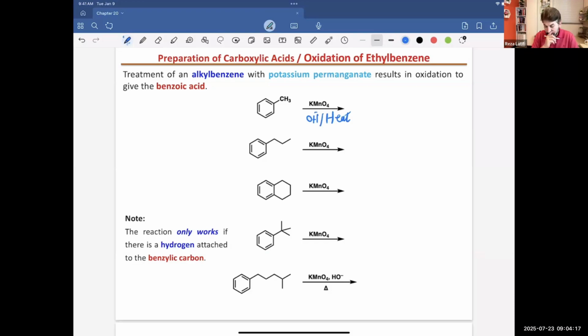And the way you're going to assign the product, you will find the first carbon that is attached to the benzene ring, or the phenyl ring, and that carbon you're going to call the benzylic carbon.